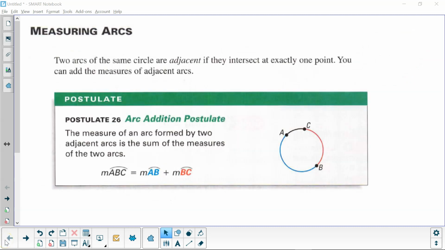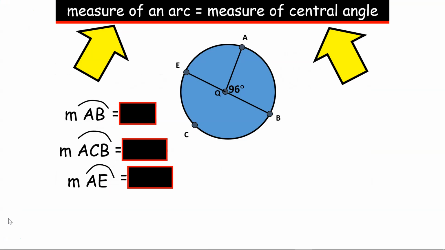The Arc Addition Postulate just simply means that we can add two minor arcs to get the total of the created major arc. Minor arc AB plus minor arc BC would equal the whole thing. Let's practice this. Let's find the measure of arc AB. Well, we notice that it is the minor arc that is intercepted by the central angle AQB. Therefore, it's going to be equal to that angle, 96 degrees.